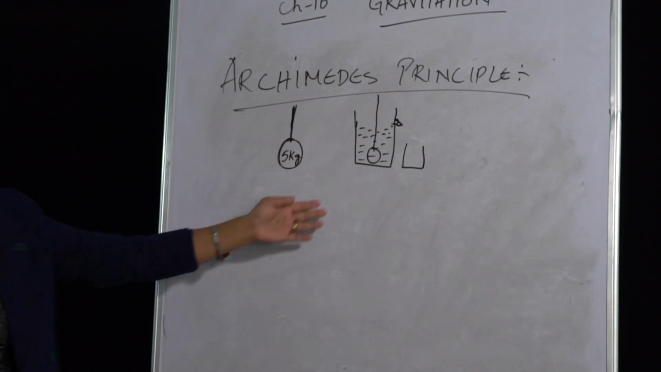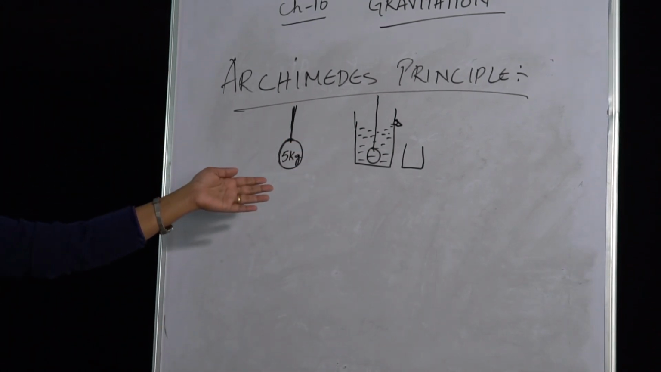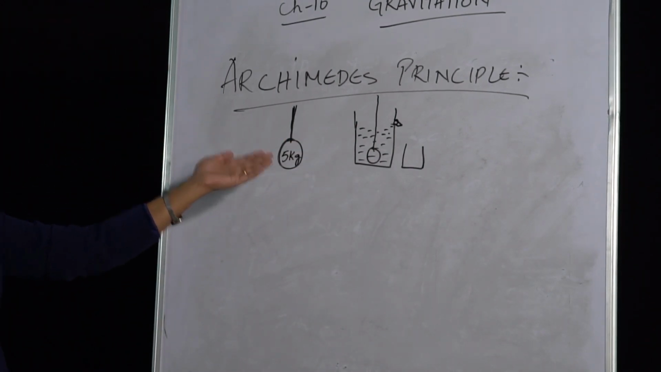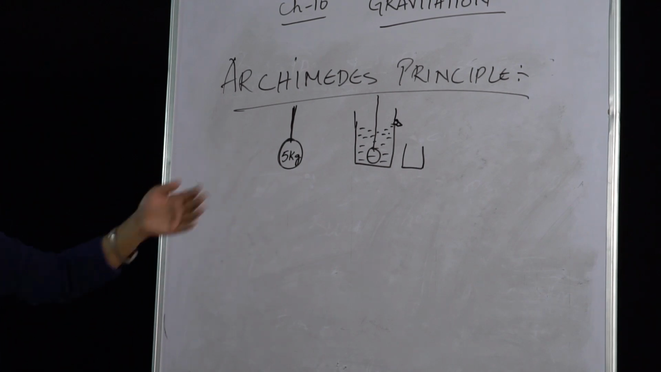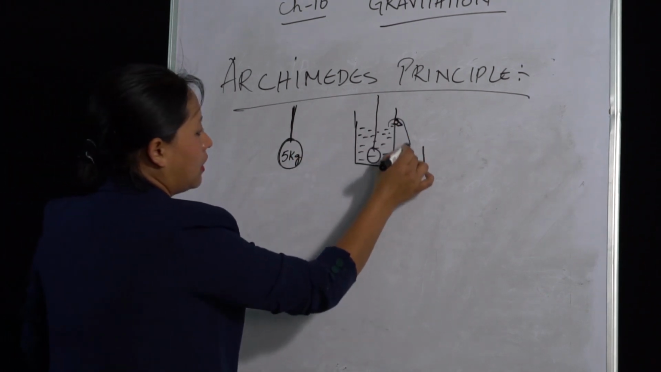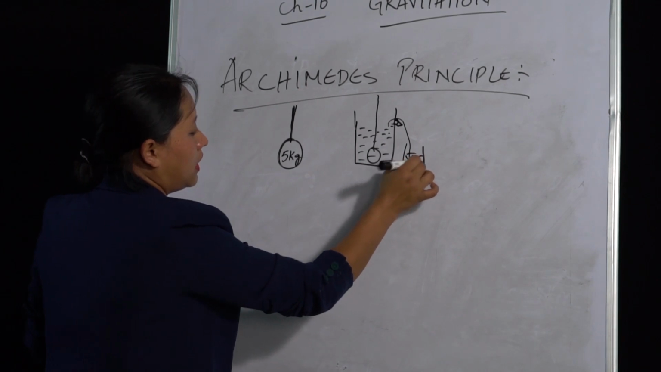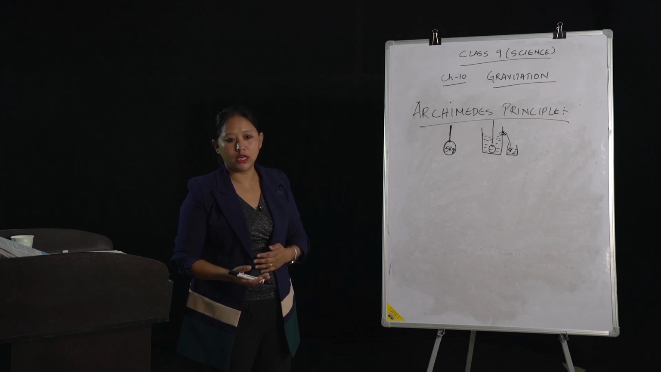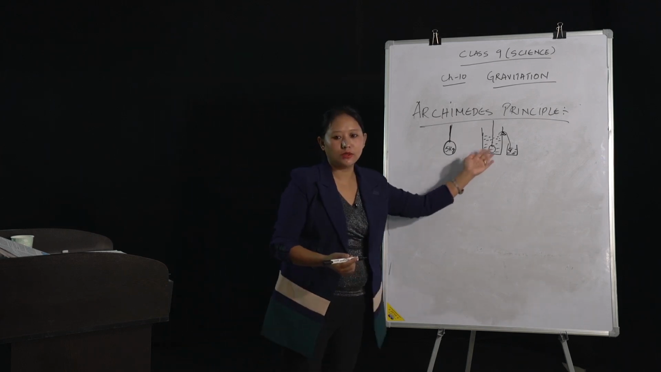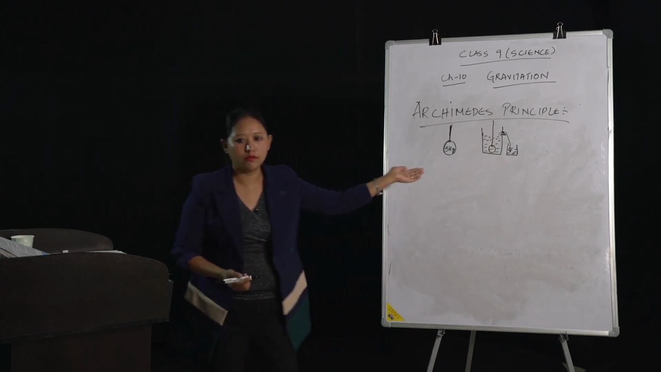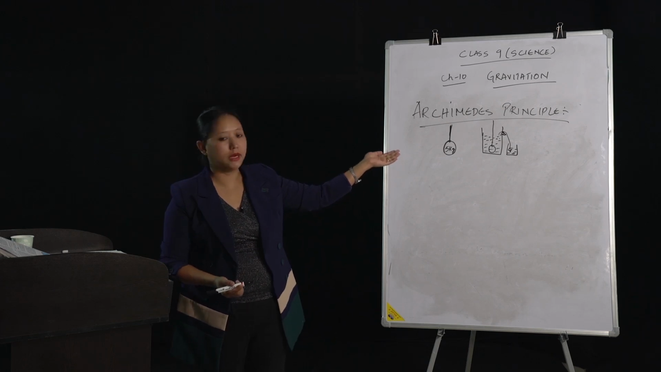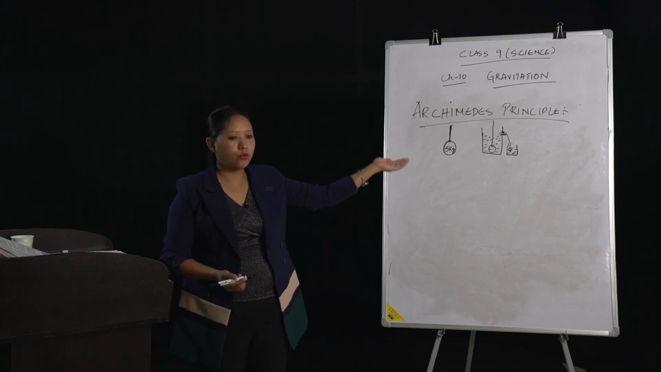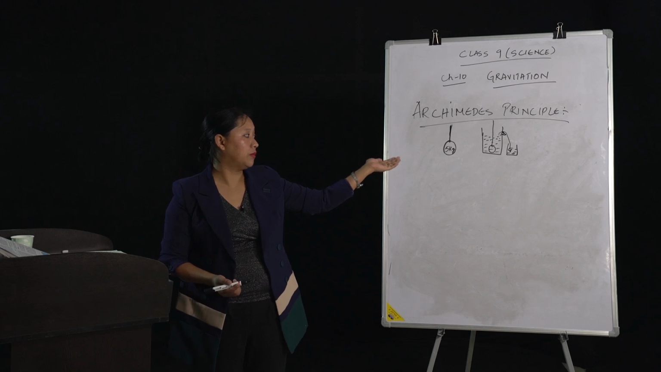Lower down this stone slowly, and you will see that the water level will start rising up, and then it will start flowing out of the beaker. That means the water is rising up because of what? Because of the upward force exerted by the water. That upward force is nothing but the buoyant force.